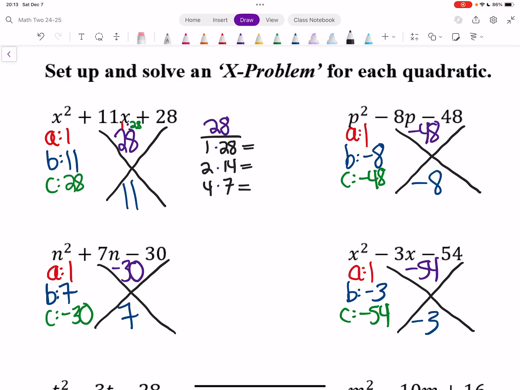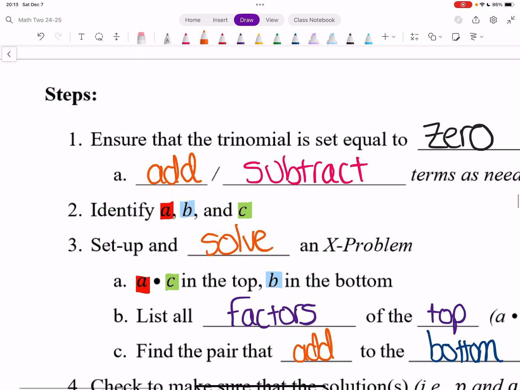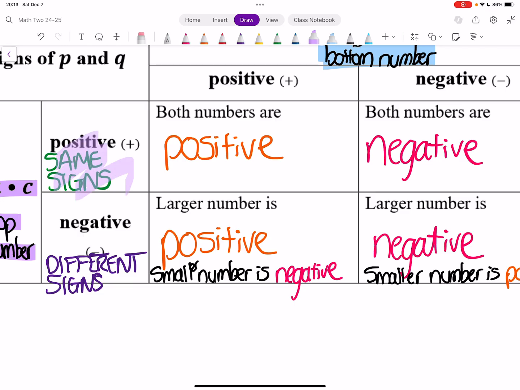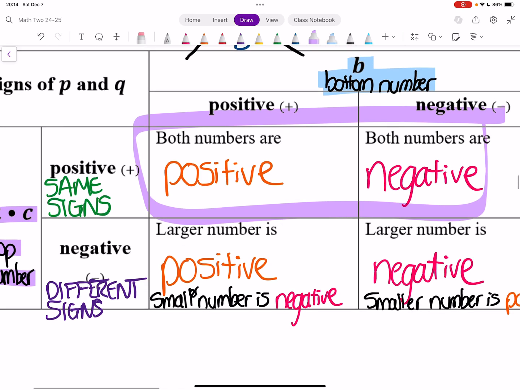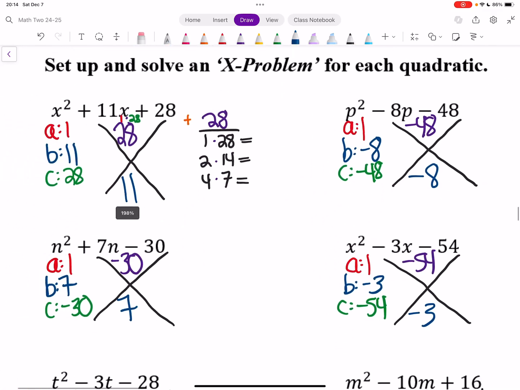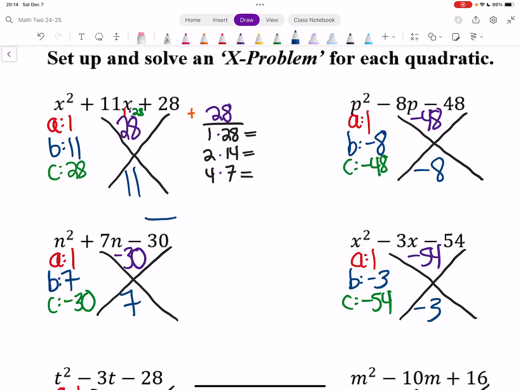Now, we need to take a look at the sign of both AC and B. We'll start with the sign of AC first, and I'm noticing that it's a positive value. If I look back at the previous page, when AC is positive, P and Q will have the same signs. And I need to figure out whether they're both positive or both negative. Well, the chart reminds me that if B is positive, then both numbers are positive. If I look at this particular x problem, I'm seeing that B is a positive 11. Therefore, both of these numbers are going to be positive.